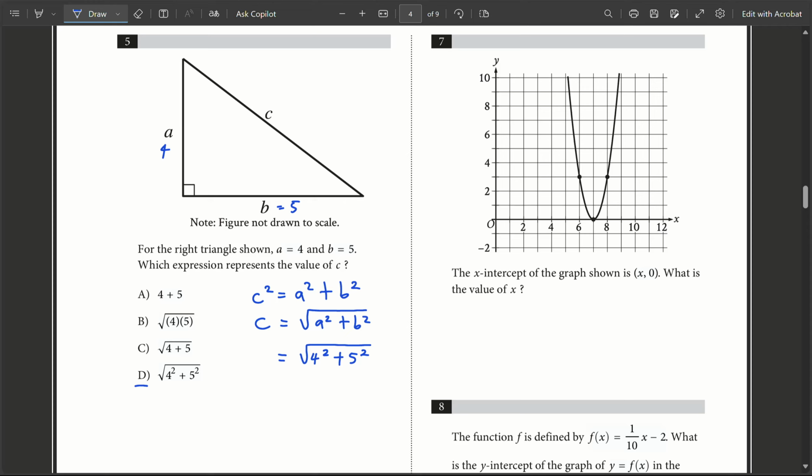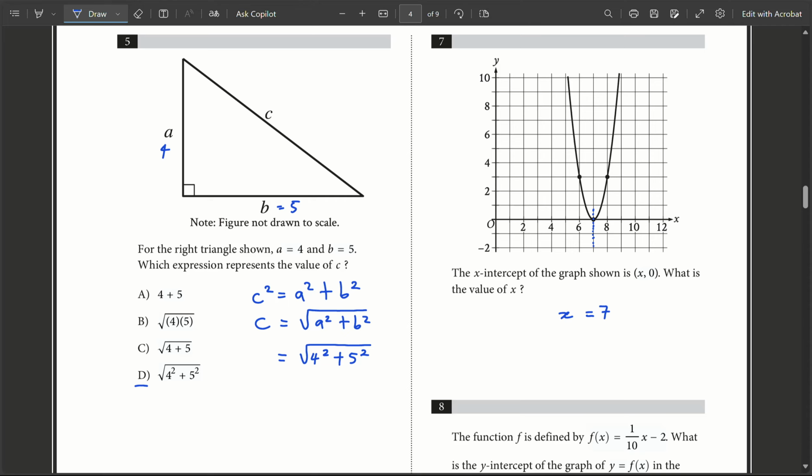Number 7, so we're told the x-intercept of the graph shown is x, 0. Okay, now what is the value of x? We go to the graph and we find where it is intersecting, and this is the point that we're looking for. So our x value is equal to 7.